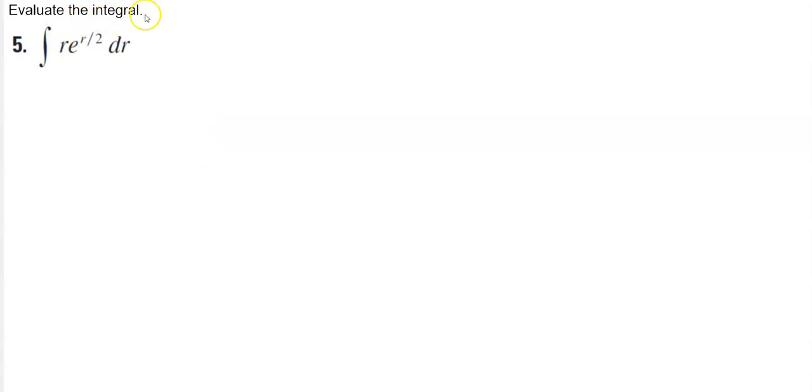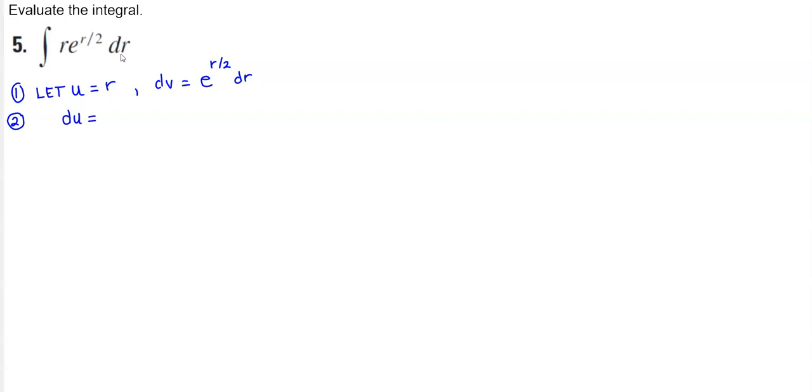Evaluate the integral, and we're going to use integration by parts. The integral is r times e to the power of r divided by 2 dr. So first thing we're going to do is let u equal r, and dv is going to equal e to the power of r divided by 2 dr.